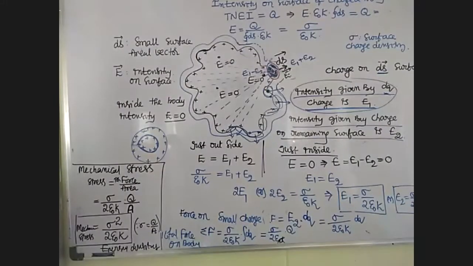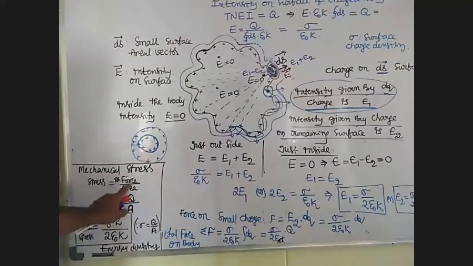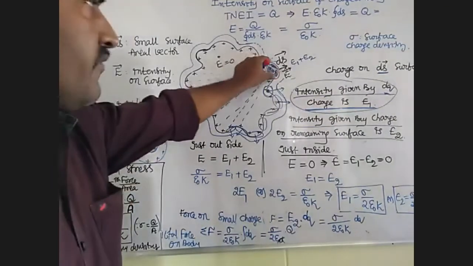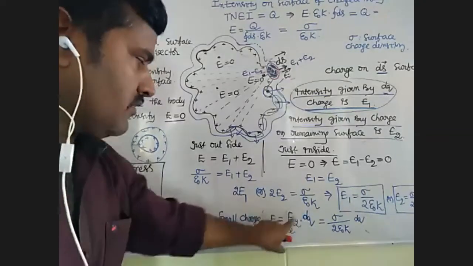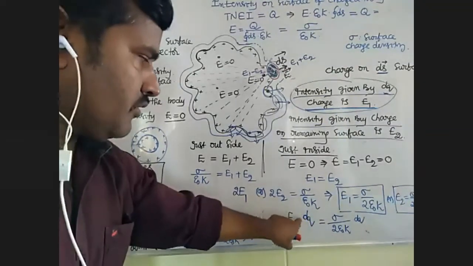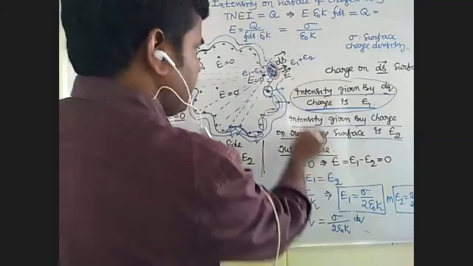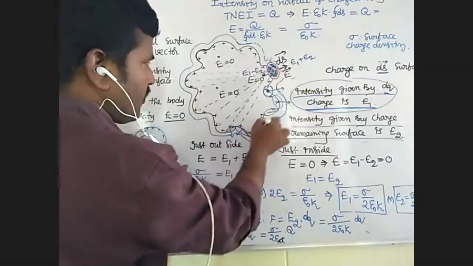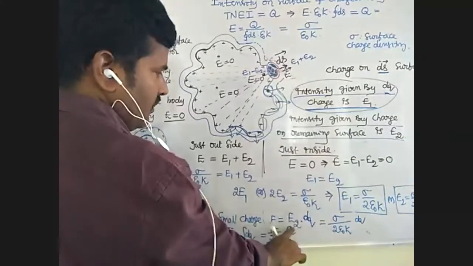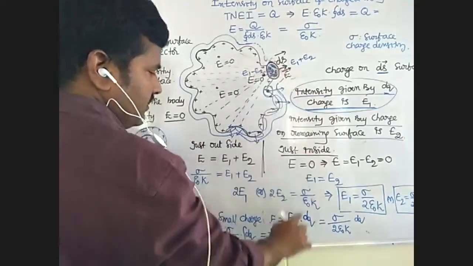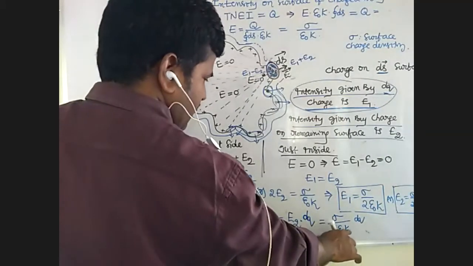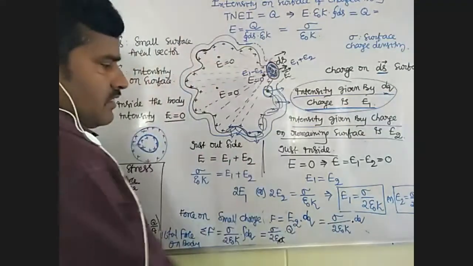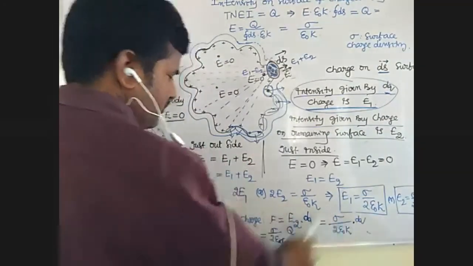Mechanical stress. Stress means force per area. So we calculate the force on only one surface. Force is nothing but intensity into charge. The total charge provides intensity E2 here, and the charge at this place is dq. E2 into dq. E2 is written as sigma upon 2 epsilon naught K, into dq.